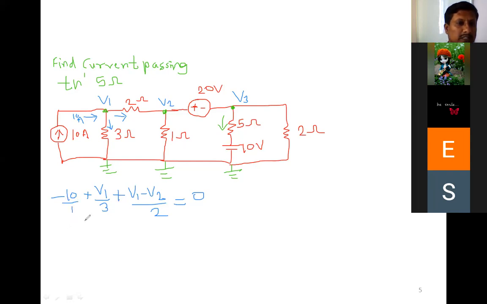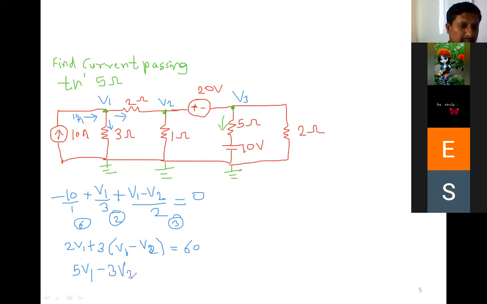LCM is what? 1, 3, 2. LCM is 6. Multiply 6 here. Multiply 2. Multiply 3. So 6 into minus 10 will be minus 60, which goes to the right hand side as plus 60. That we can do. 2 into V1 plus 3 into V1 minus V2 is equal to what? Here 60. V2 is there. 60. So 2V1 plus 3V1 becomes 5V1. Next, 3 into minus V2 is minus 3V2.